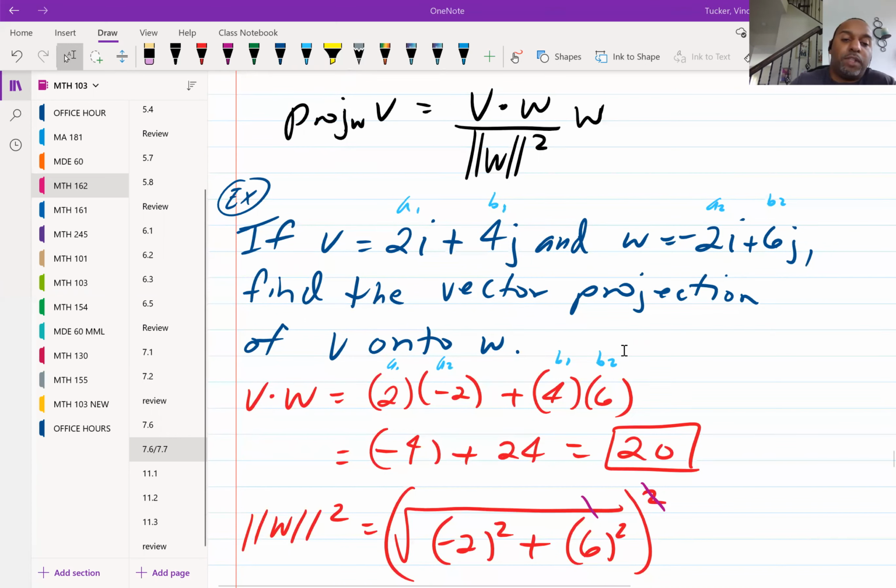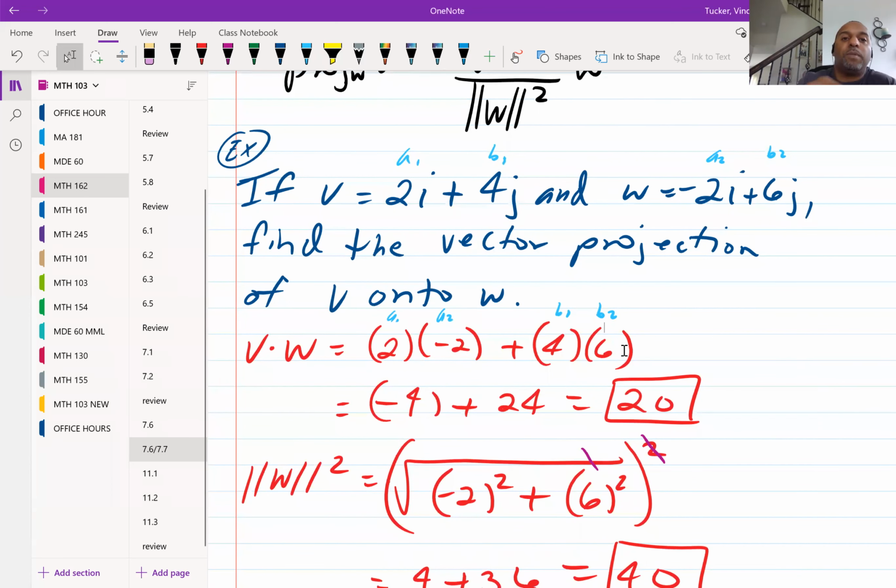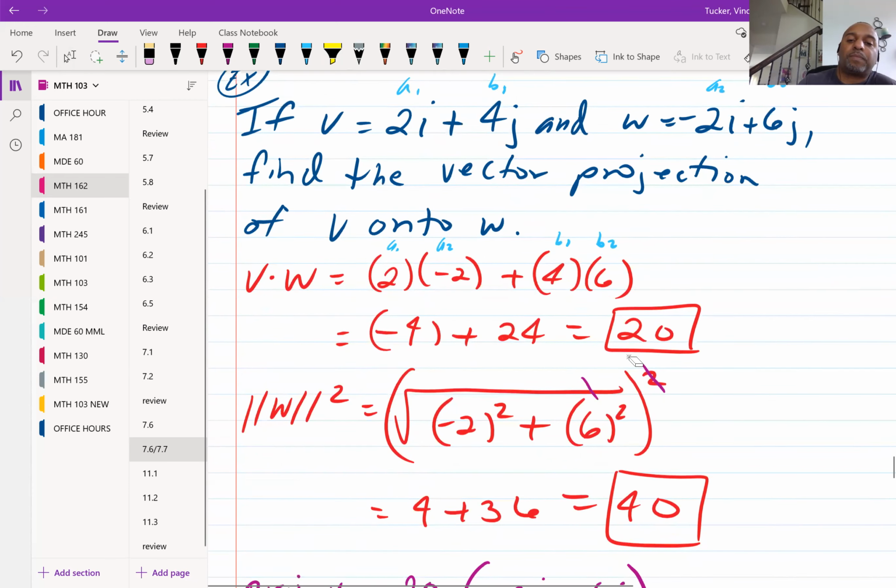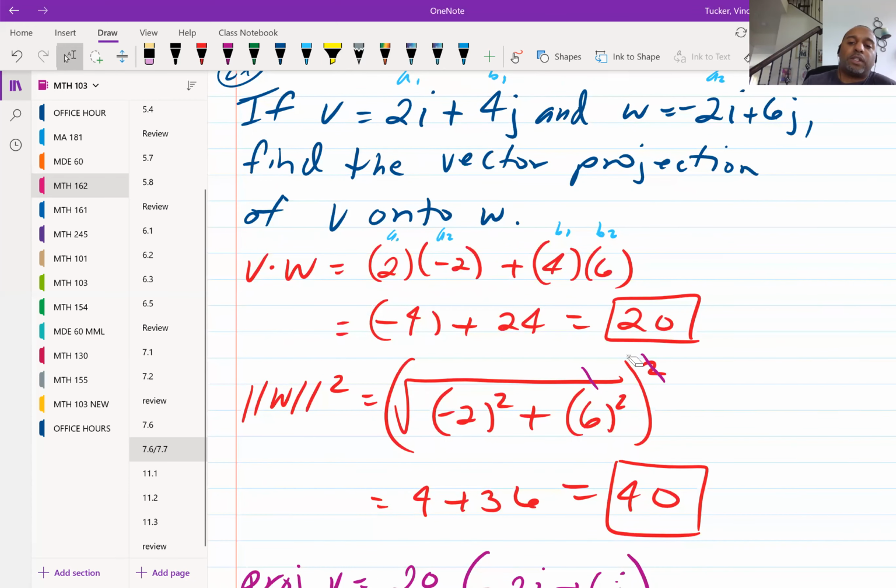Then the magnitude of W squared. The magnitude of W is the square root of negative 2 squared plus 6 squared. You're just squaring these two pieces and adding them together, and then you take the square root of that, but you don't actually have to take the square root because you have the square sitting on the outside. So the square and the square root cancel. Negative 2 squared is 4. 6 squared is 36. So the magnitude of W squared is 40. All right, any questions so far?